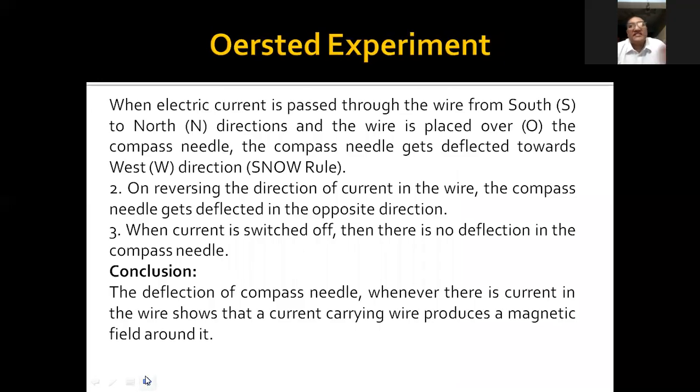This is the experiment which was written there. When electric current is passed through the wire from south to north direction and the wire is placed over the compass, the needle gets deflected towards the west direction. By reversing the direction of the current in the wire, the compass needle gets deflected in the opposite direction. When the current is switched off, there is no deflection in the compass needle. The deflection of the compass needle whenever there is current in the wire shows that a current carrying wire produces a magnetic field around it. This is called the electromagnetic effect. I hope that you have understood this.